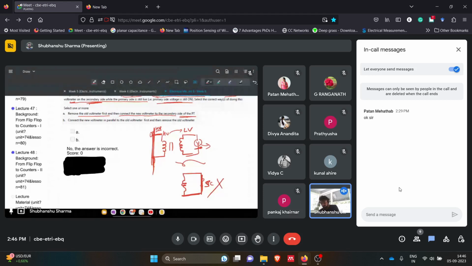So what is happening? The current is being stepped up, so the secondary side current is high. IS is very high compared to IP, the primary current. If we short circuit the output side of this potential transformer, the secondary current, which was already very high, will become much higher. That will result in the primary side voltage, which was already high, becoming even higher, so it will create issues in our main line.